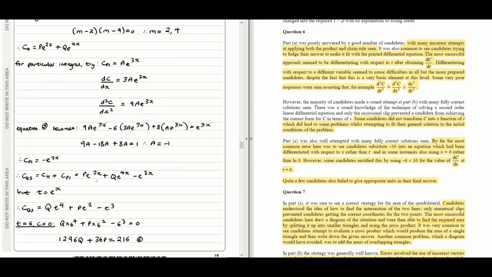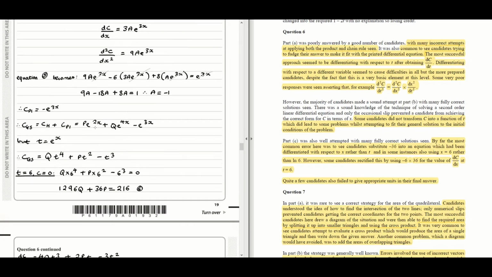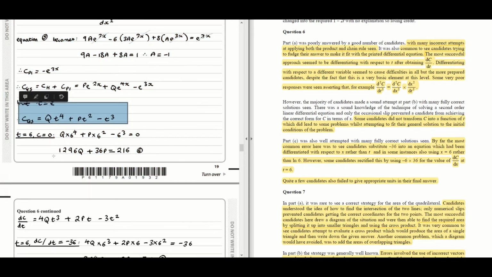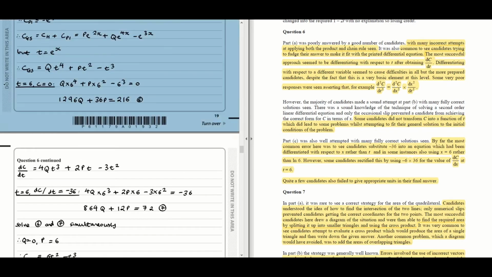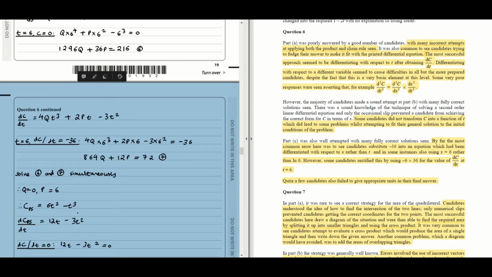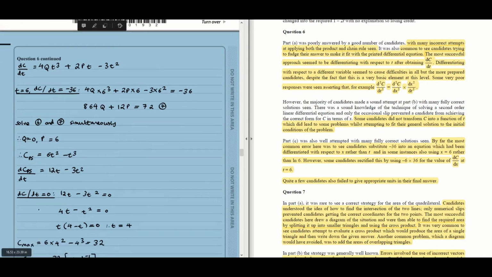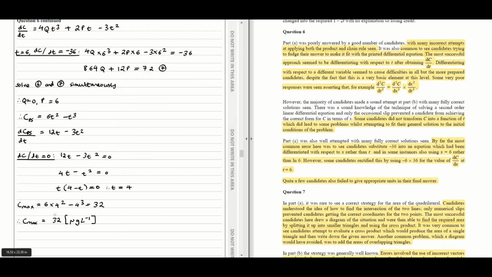So if you look over here, once we obtained this, we had to use this substitution back to obtain something containing t's. Then for part C, we just had to use our substitutions, and once we found that, we had to find dC/dt to find the max. There were some who failed to give the correct units at the end, so do make sure that you include that.